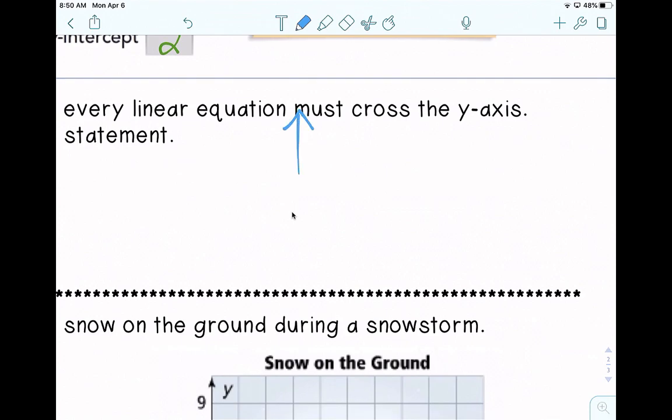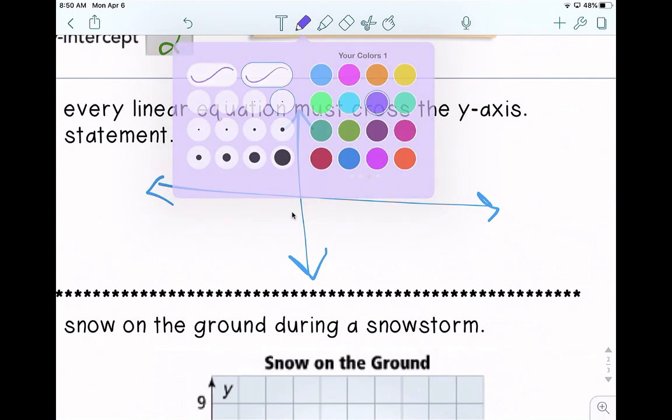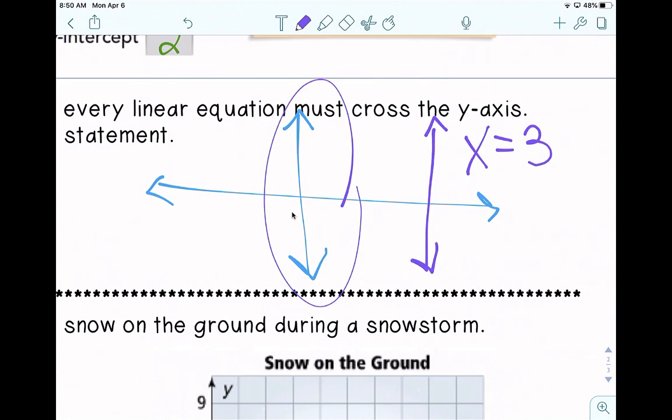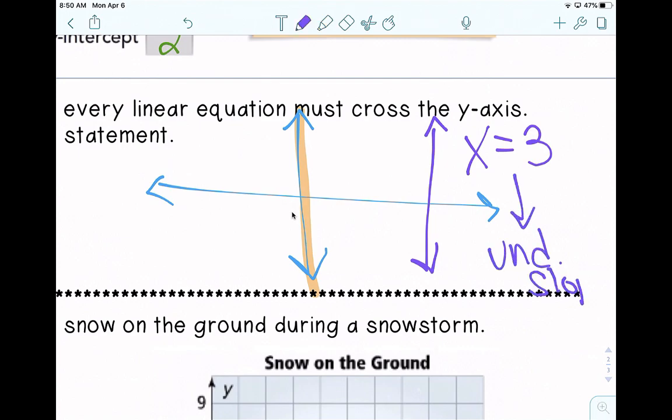Well, think of it this way. Here's my coordinate graph, and here is my graph of x equals 3. It's a linear equation, a straight line, but will it cross the y-axis? Nope. So this is an example. When you have an undefined slope, you will have a graph that does not cross the y-axis.